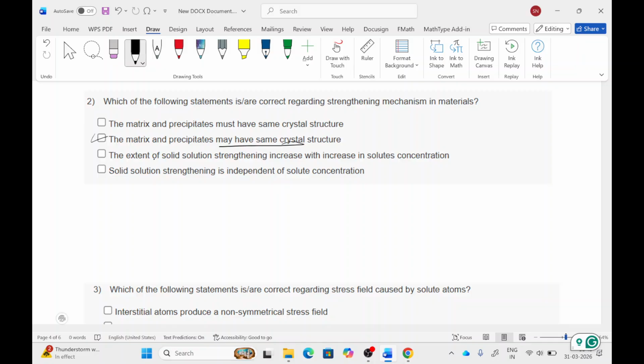Next is the extent of solid solution strengthening increases with increase in solute concentration. So this is also correct. And the fourth option is saying it is independent, so it is wrong. So B and C are correct.